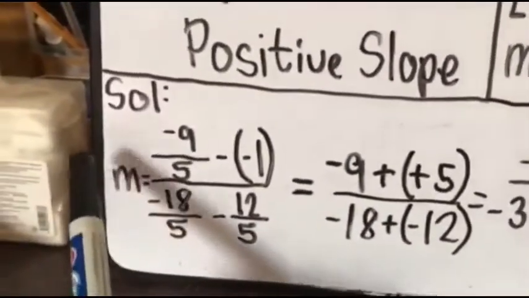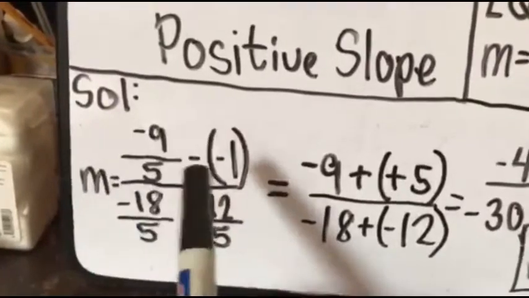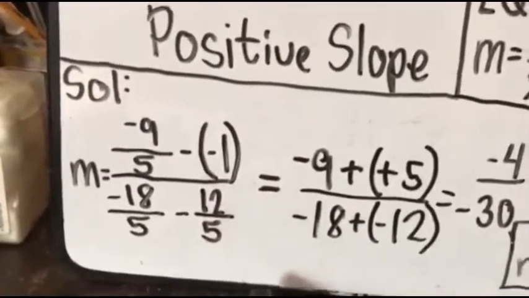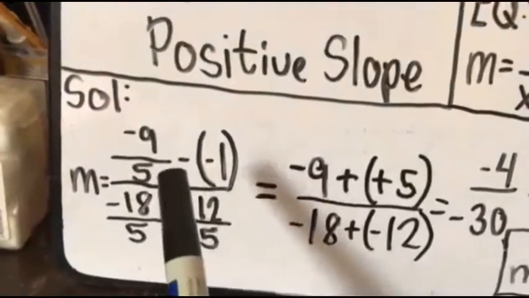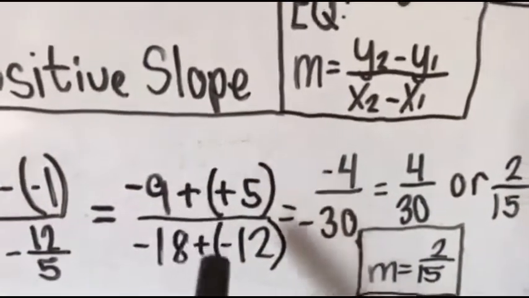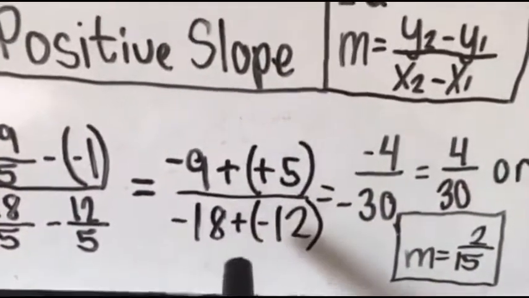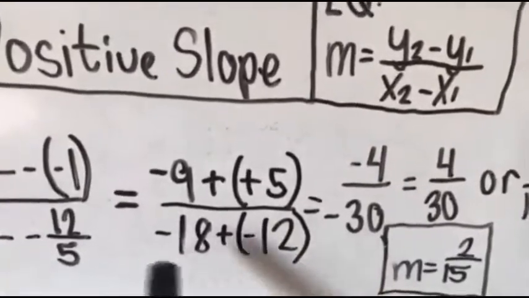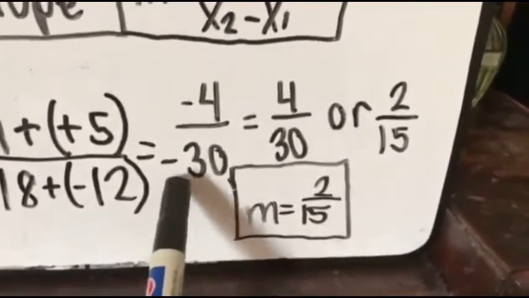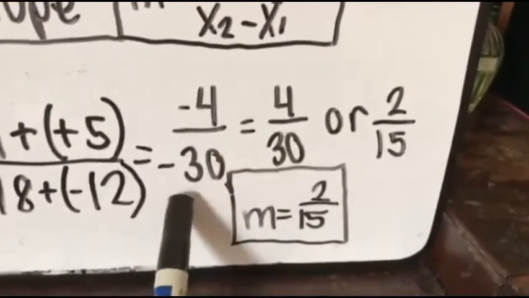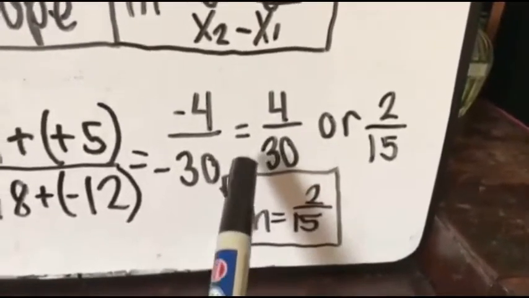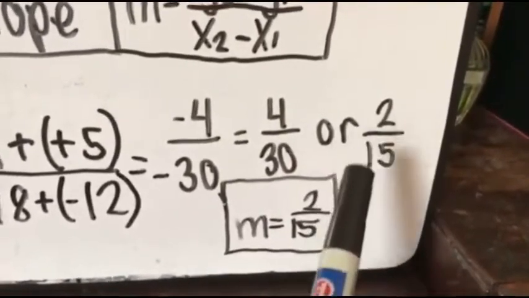So we got negative 9 over 5 minus negative 1 over negative 18 over 5 minus 12 over 5. That's a complex fraction, so get the LCD first, then solve. We got negative 9 plus positive 5 over negative 18 plus negative 12. We did keep change on this one. Next step, the answer is negative 4 over negative 30. If you divide negative and negative, it becomes a positive. So it's 4 over 30 or 2 over 15.